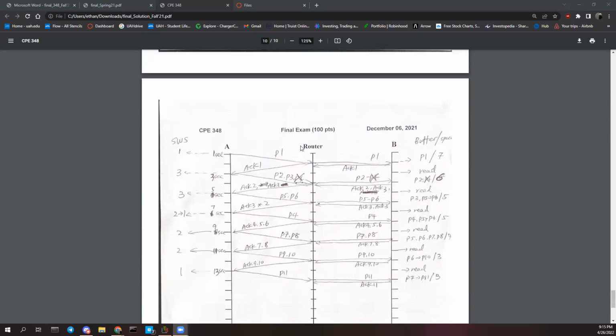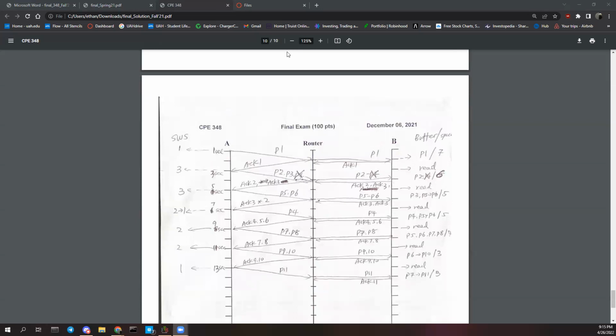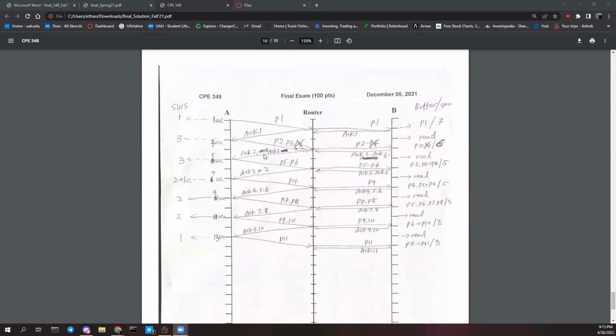You can even see that the professor made a mistake himself in this solution because he had to cross out. You can see he used to say 2 ACK 3s, but that's not the case because P4 never arrived. Therefore, it doesn't know to send an ACK. It only sends a repetitive ACK if an out of order packet arrives. It doesn't send it if a packet never arrives because how would it know to send an ACK, right? So that's how that works.